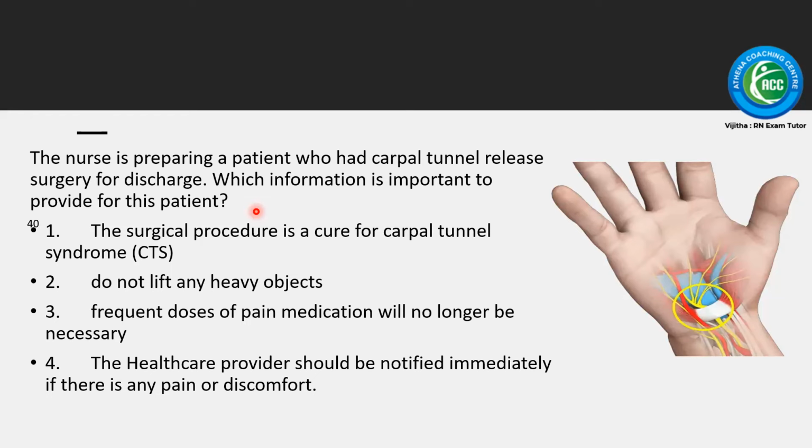The median nerve gets compressed. Look at the picture. The median nerve is usually maintaining proper sensation of the fingers. Do you understand? So this area, this portion of the median nerve, gets compressed. So it is carpal tunnel syndrome.